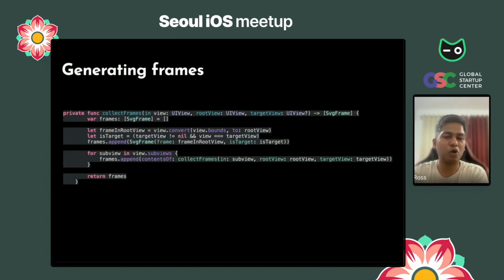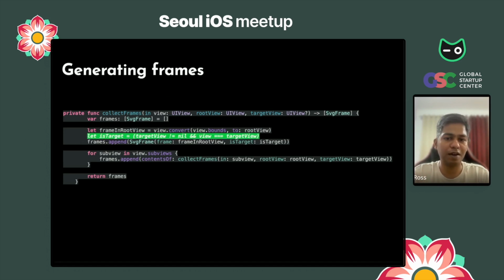So let's look at some code now. The thing with layout snapshots is that all we do is we look into the current view hierarchy, loop through it, and then collect all of these frames and pass it along to the SVG generator. Now, the one gotcha there is that every single time a view is created, its origin is always in relation to its immediate parent view. It's not in relation to the root view. So what we do here is we use the view.convert API to convert it into the relation with the root view.